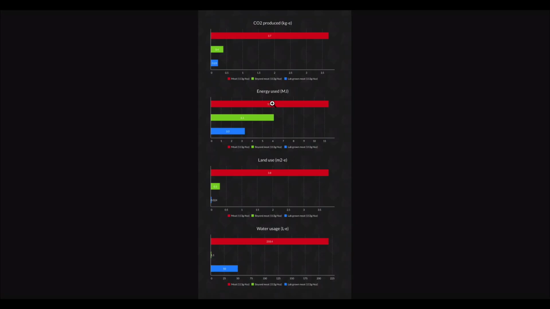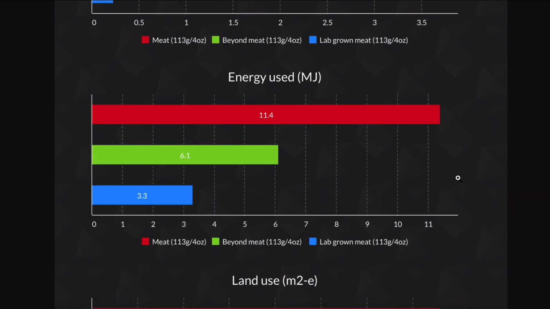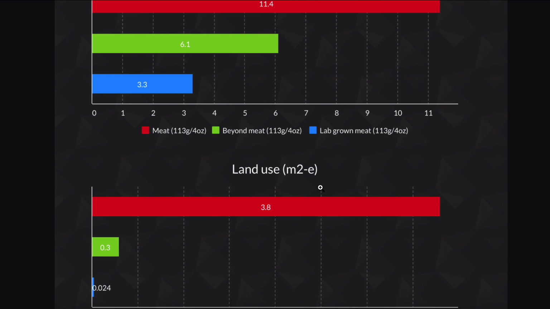Next. So this visualization shows the environmental impact of lab-grown meat and its competitors. So what it does, it looks at 4 different areas and compares meat, Beyond Meat, which uses plant-based substitutes to create a meat-like texture and flavor, and lab-grown meats. And what you can see that when it comes to CO2, so carbon dioxide produced, meat produces way more than the other 2. In terms of energy used, meat uses by far the most, but Beyond Meat is still a lot more than I would have thought, with lab-grown meat in 3rd place.